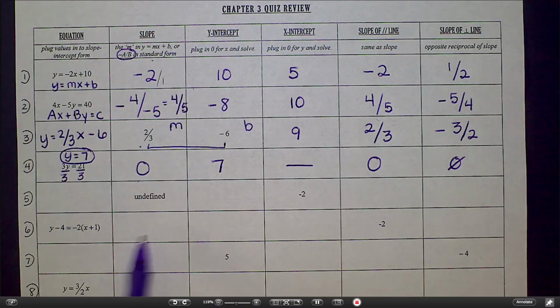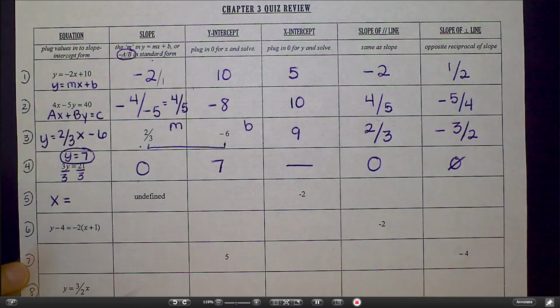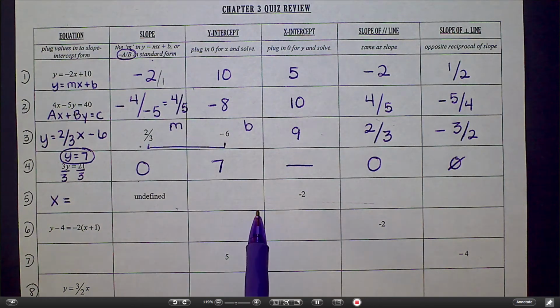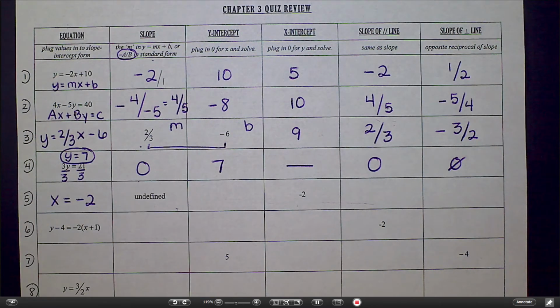Now this one, number 5, tells me right off the bat that I have an undefined slope and that I have an x-intercept of -2. Well, think about what kind of line has an undefined slope. Hopefully you remember that vertical lines have an undefined slope. And for a vertical line, my equation is just going to be x equals some number. So look at what your options are here. What number would x always have to equal? Hopefully you land on this. My equation is x equals -2.